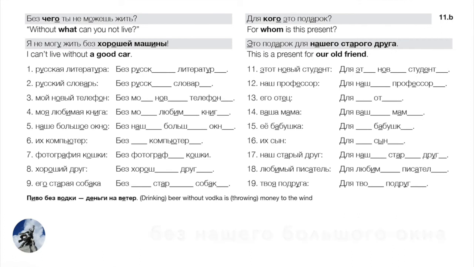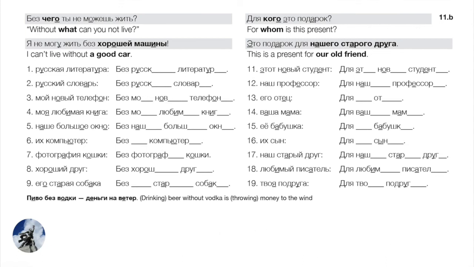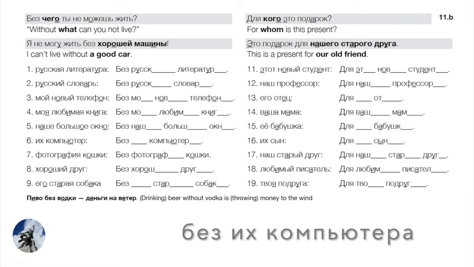Okay, number 6. Их компьютер. Okay, their computer. Now again, note that this их here is being used as a possessive, their or theirs, right? It's never going to change. So we say, я не могу жить без их компьютера. I can't live without their computer. Now, remember, if we wanted to say I can't live without them, that's just the pronoun, right? So that would be без них. Не могу жить без них. But here we say without their computer, я не могу жить без их компьютера. Number 7, a photograph of a cat.